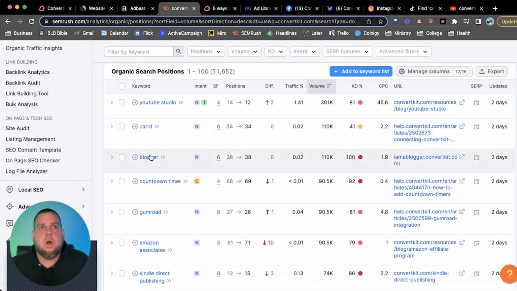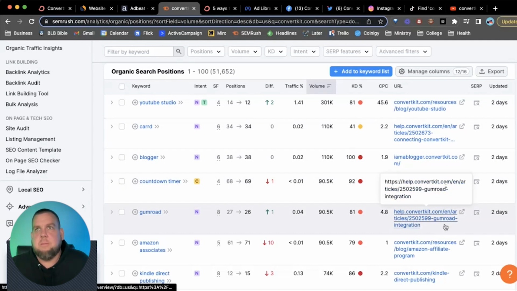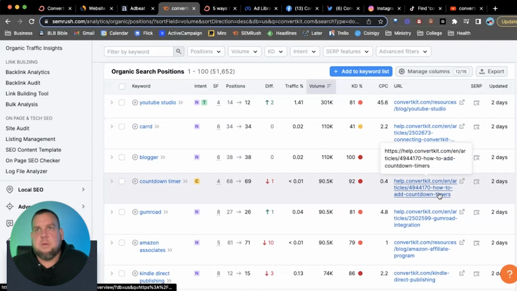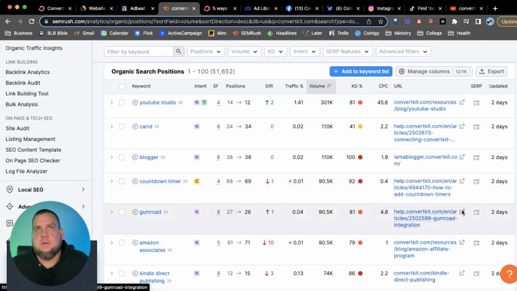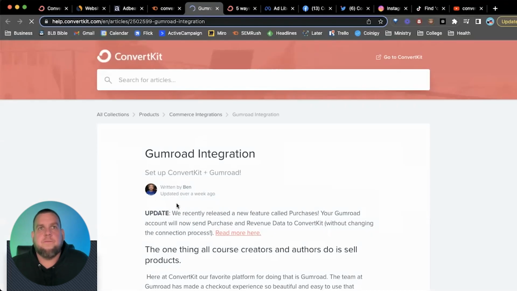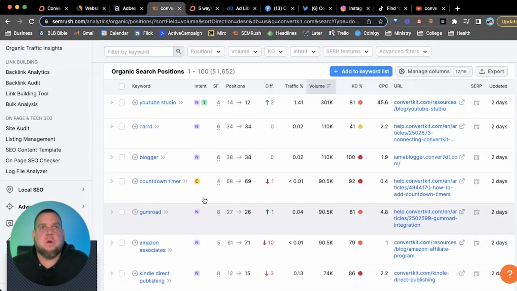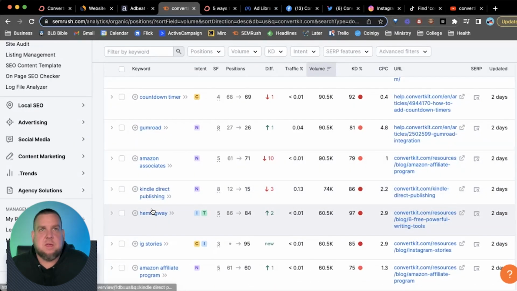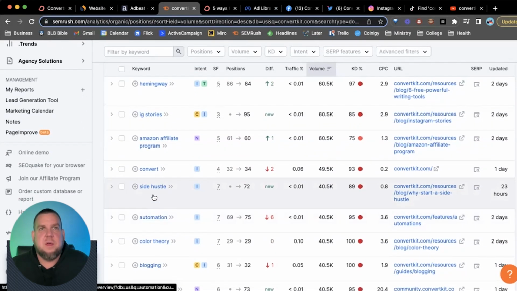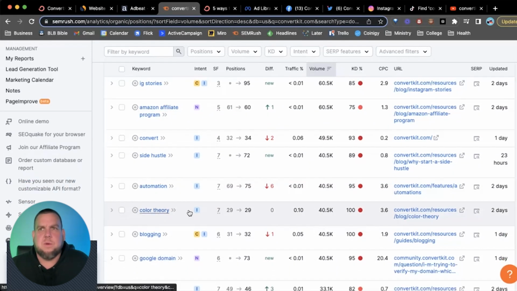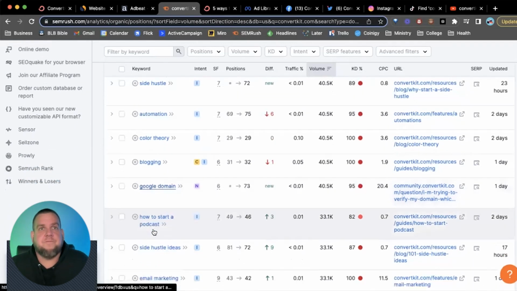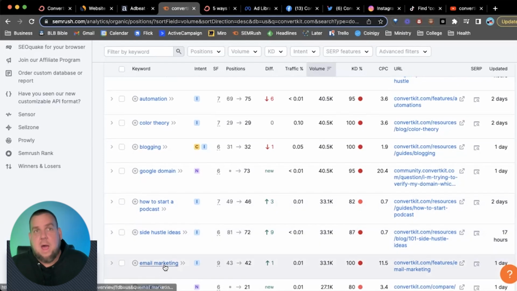So, smart stuff, card, blogger, countdown timer, Gumroad. Yeah, they really have their target customer nailed. All of these products are products that these creators are using, and they're using blog posts. Yeah, how to add countdown timers. Let's see, this is probably about what is Gumroad, integration with ConvertKit, Amazon Associates, Kindle Direct. Yeah, this is all stuff. Side hustle, automation, color theory. That's weird. I don't know what that's all about, but looks like they may have just done a blog post about color theory, blogging, how to start a podcast, side hustle ideas, obviously email marketing.